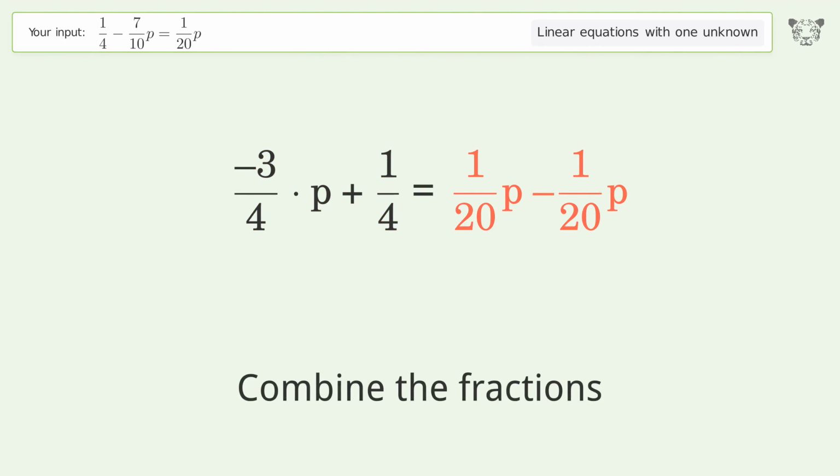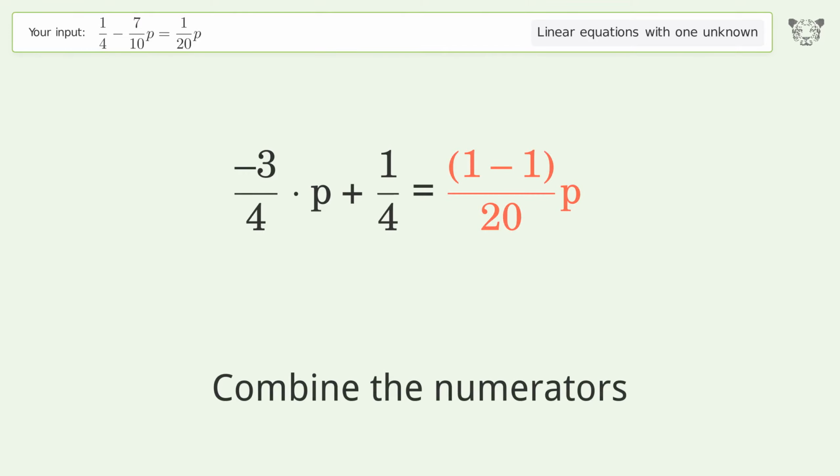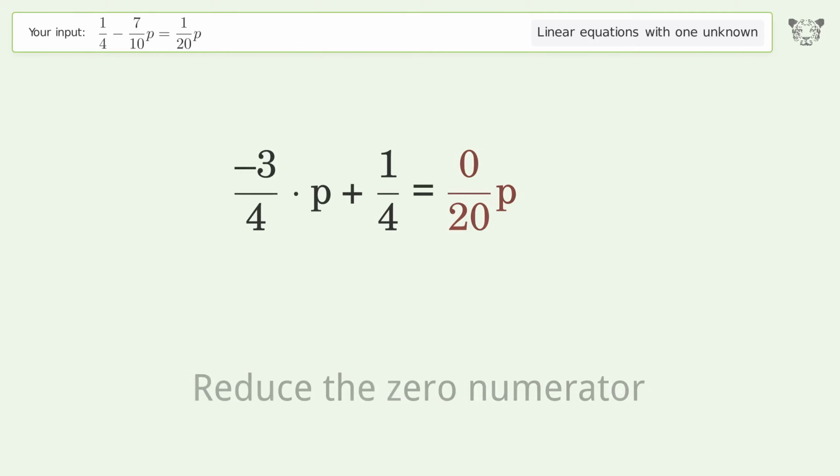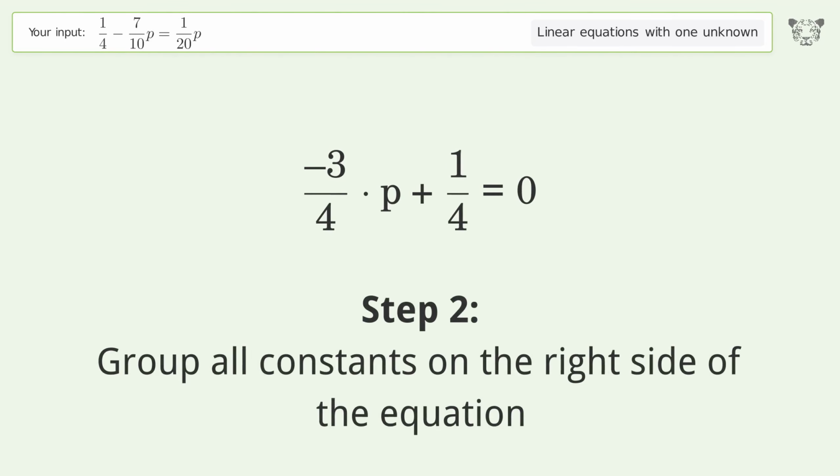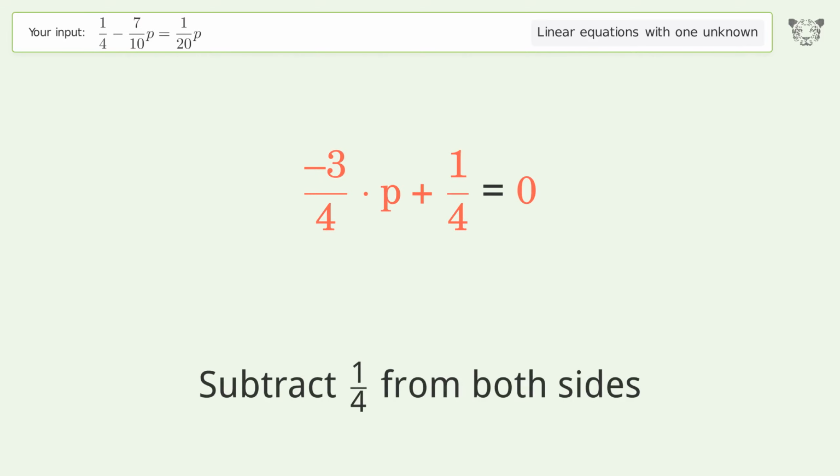Combine the fractions. Combine the numerators. Reduce the zero numerator. Simplify the arithmetic. Group all constants on the right side of the equation. Subtract 1 over 4 from both sides.